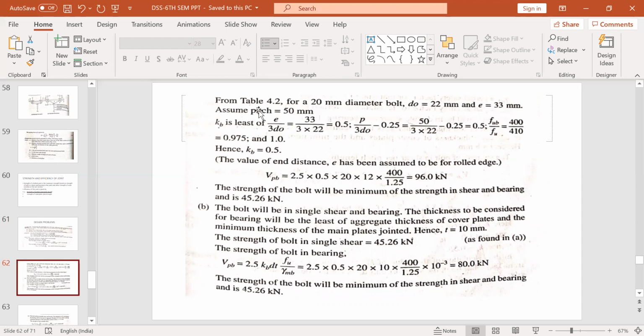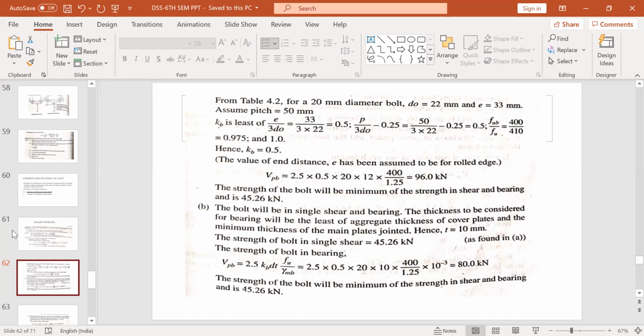Now one thing is not given here: pitch. What is pitch? It is the center to center distance of one line of bolts from the other line of bolts, assuming it is chain bolting. So you assume this as 50 mm, because you need the value of p to calculate Kb. First you calculate the ratio e by 3d0, it is 33 by 3 into 22, 0.5. Calculate this value, p by 3d0 minus 0.25. So put all these values, you get this as 0.5. fub by fu, 400 by 410, it is 0.975, and last is 1. So you have to take the least value out of 0.5, 0.5, 0.975, and 1. So the least is Kb is 0.5.